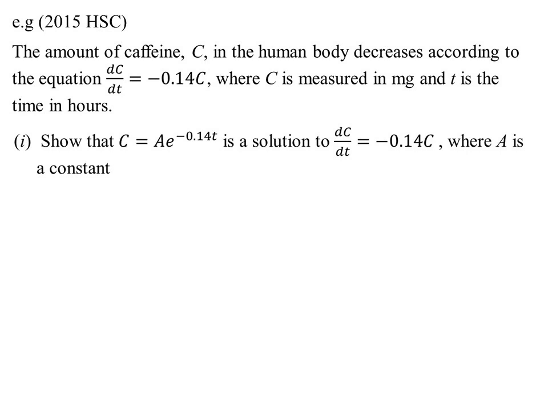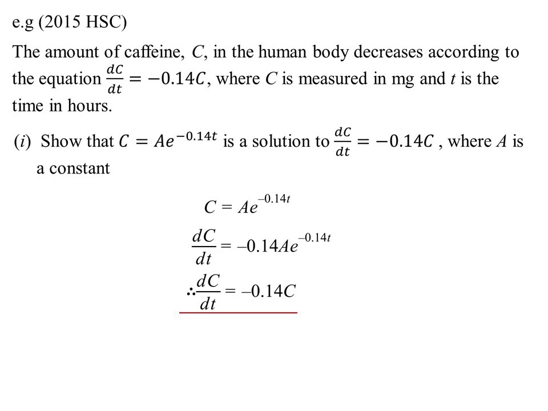So we don't actually have to do any integration to solve the equation itself. We can simply do a substitution and see if it works. The C is A e to the minus 0.14t. Well, let's find out what its derivative is. And what we saw was we differentiate the power for an exponential. That's just a linear function. So I'll get negative 0.14 A e to the minus 0.14t. Well, yes, that is minus 0.14 times what they told me C was. So it does satisfy that particular equation.